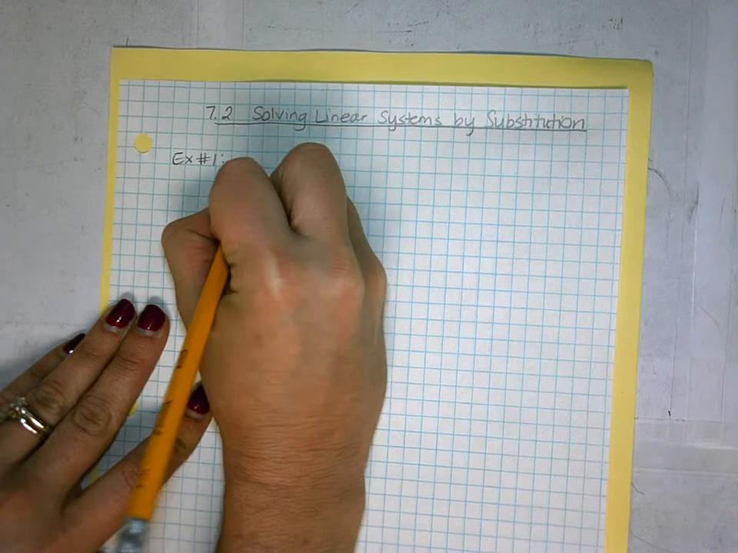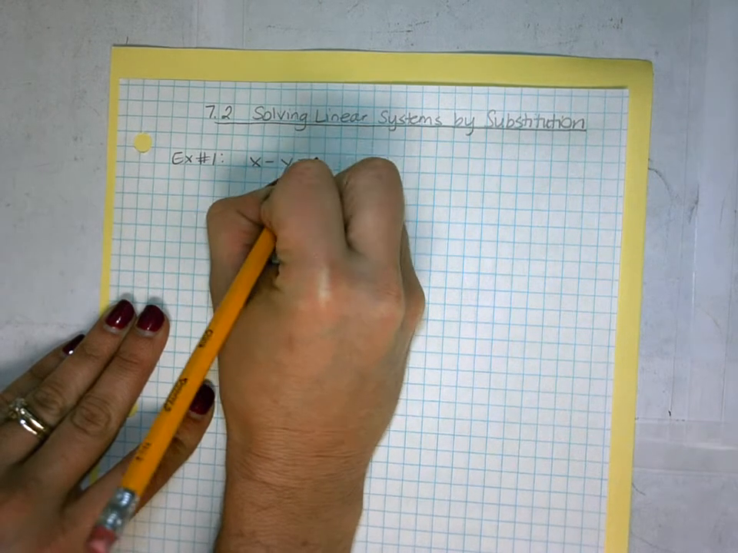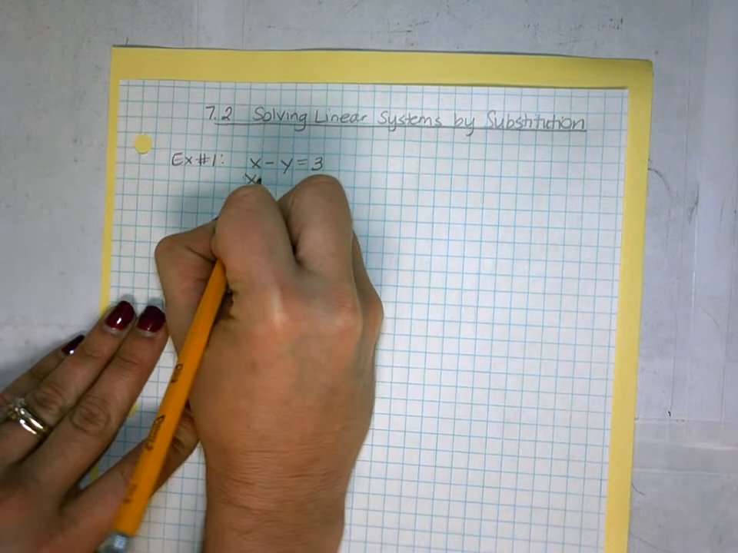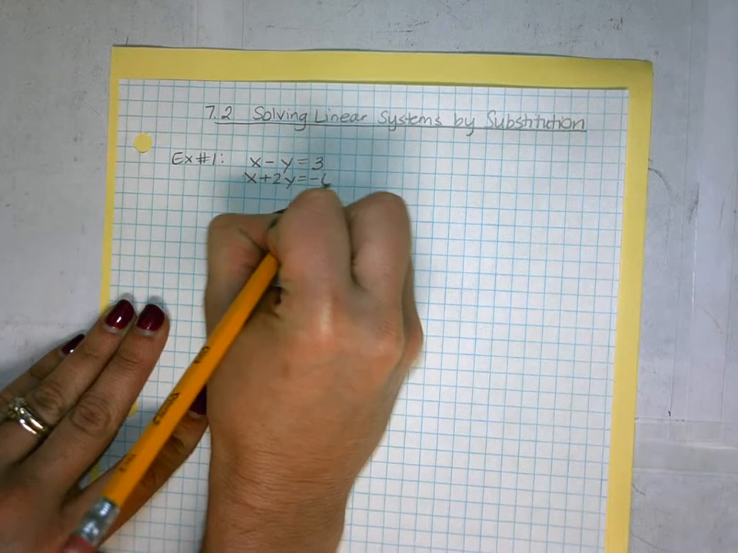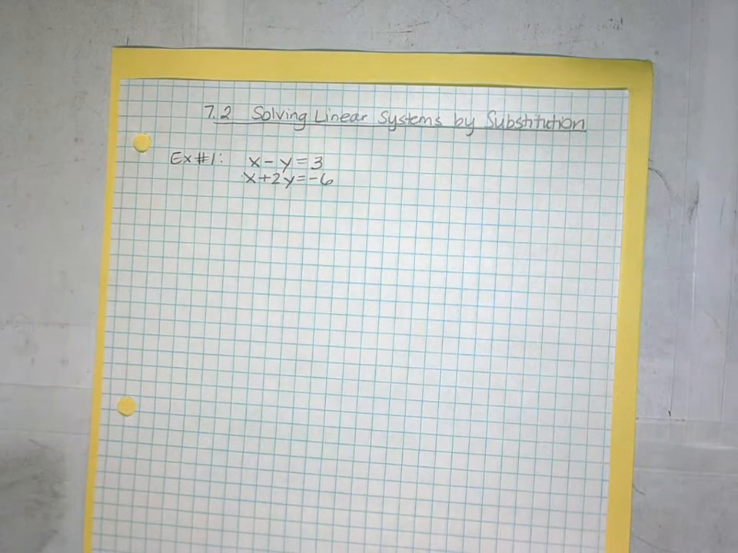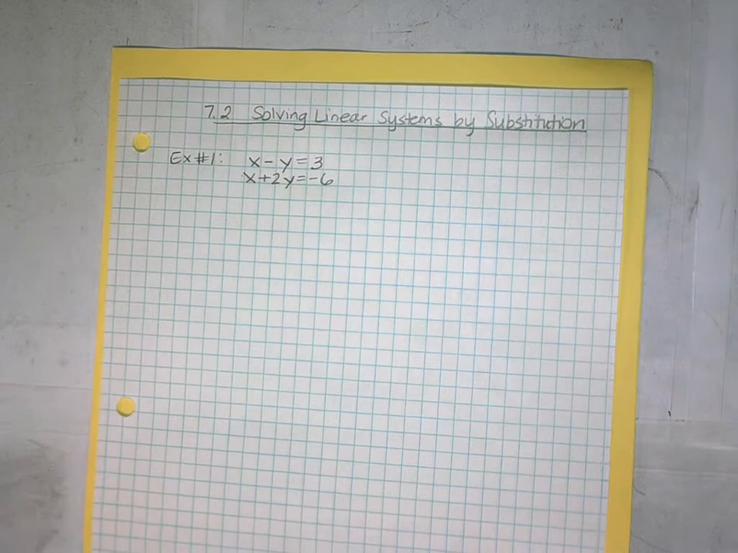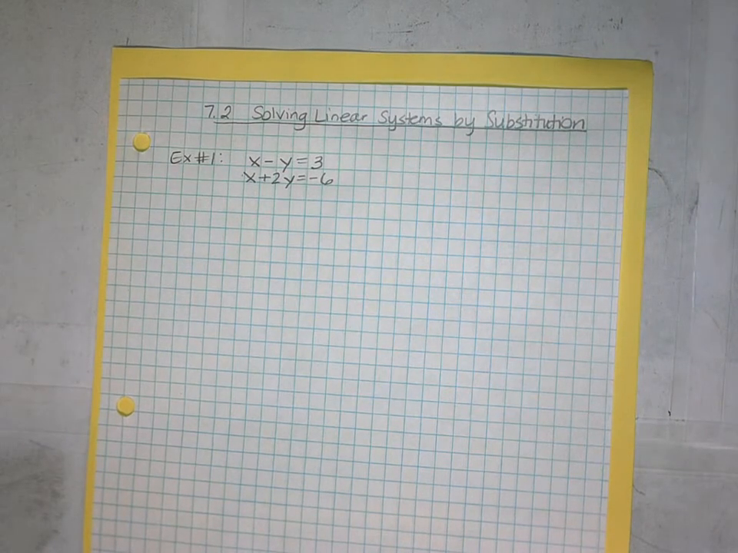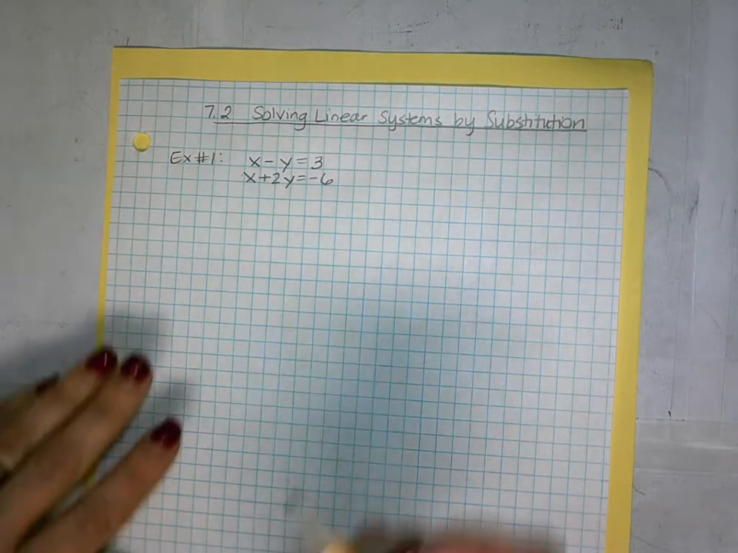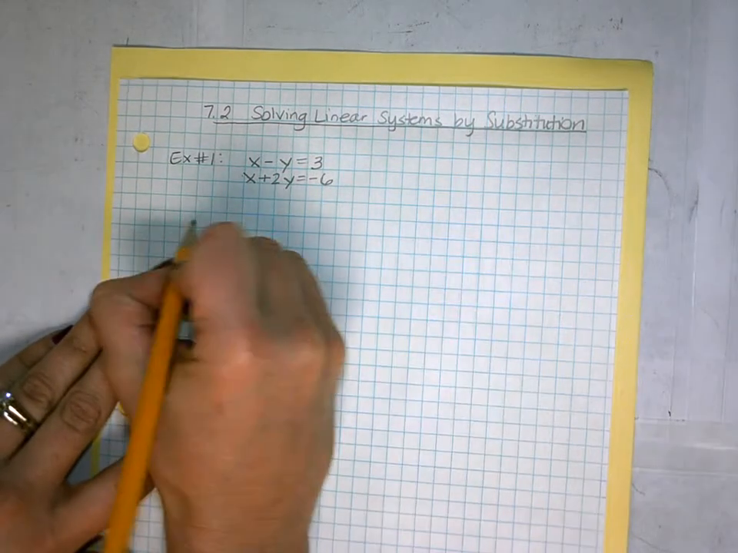Example number 1. Again, they've given you two equations. X minus y equals 3 and x plus 2y equals negative 6. I could graph these to see where they intersect. If I didn't want to graph them, or if they were yucky ones to graph, then there are other options, and this is the second option to solve. So I'm going to give you a step-by-step basis.